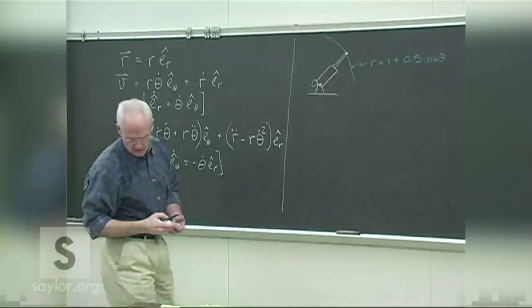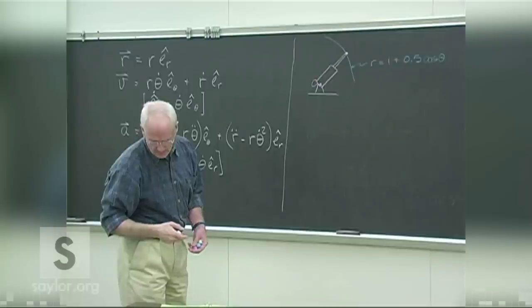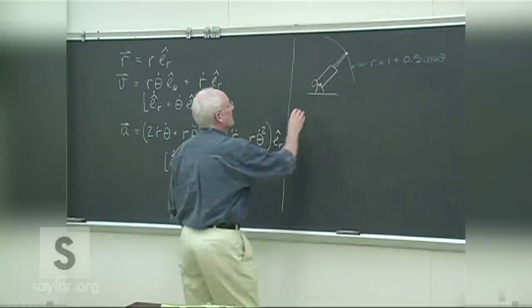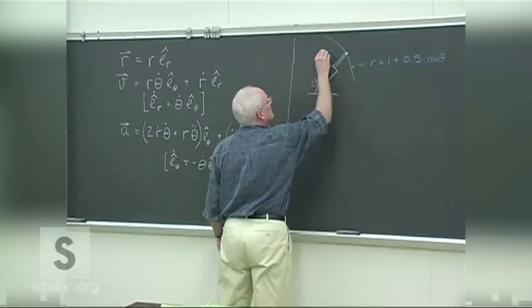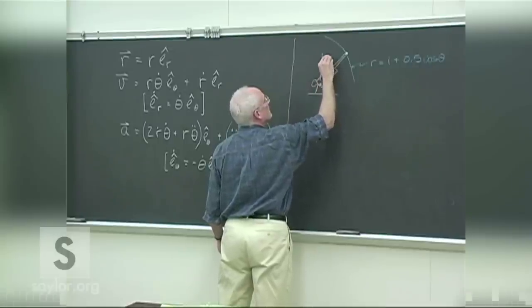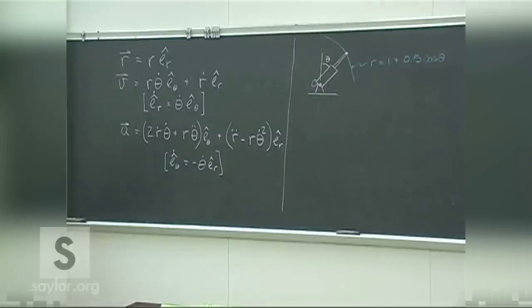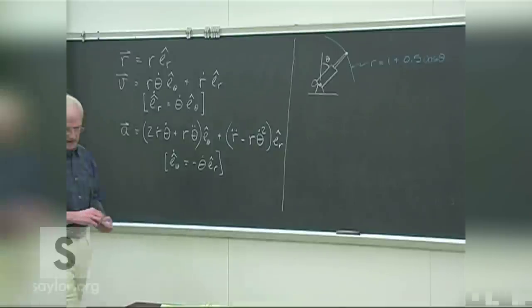So the distance from the origin, which we'll put right at its own pivot spot as a basis for the polar coordinate system, and theta is measured from the vertical in this case. So as the angle changes, the distance from the center changes a little bit. So it's certainly not a circular path because it's certainly not constant radius.